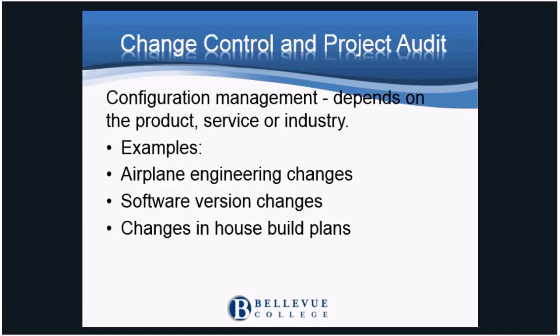Another thing that needs to be planned is configuration management. Configuration management is highly dependent on the product and service of the industry. An example I can give is airplane engineering changes. When I was working at Boeing, the engineers would make changes as the planes would go through the line. And sometimes these changes would occur before the plane had gotten to that stage of manufacturing. These would be called green streak changes, and the only changes that would need to be documented in the system before the plans actually get drawn out.